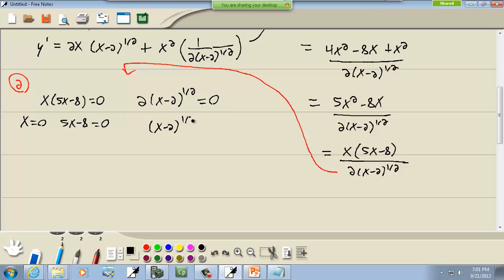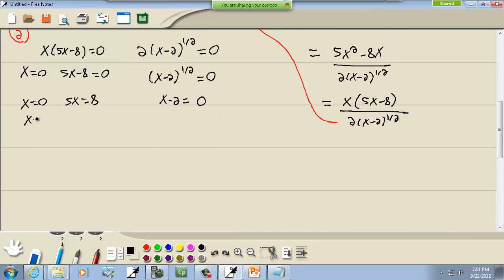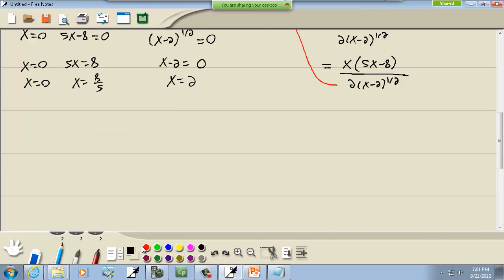And that's where you got something to the power like this. And remember the other little trick is if you got parentheses to a power, you can just drop the power. So we got x minus 2 equals 0. Okay, so this one's x equals 0. This one, take the 8 over, becomes a positive 8. And we get x equals 0, x is equal to 8/5, and x is equal to 2. And those will be our critical numbers.